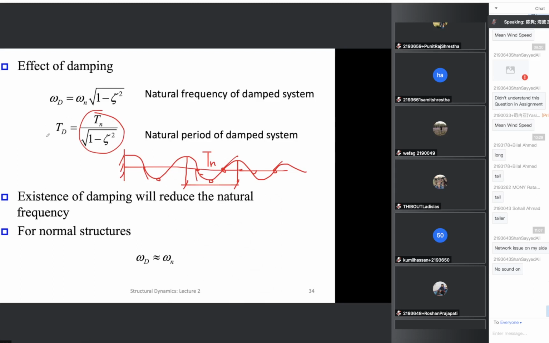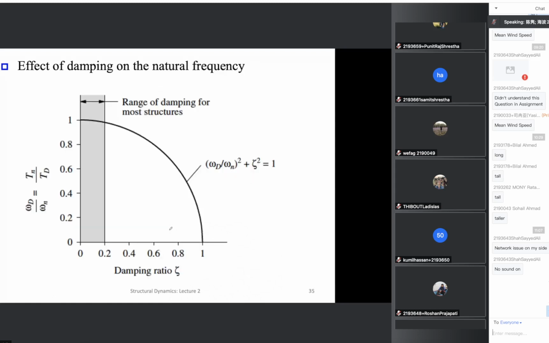Okay, this is very important. The TD doesn't change for different vibration cycles. Theoretically, it's the same. Okay, it's the same for the theoretical lightly damped system. It doesn't change. Any other?